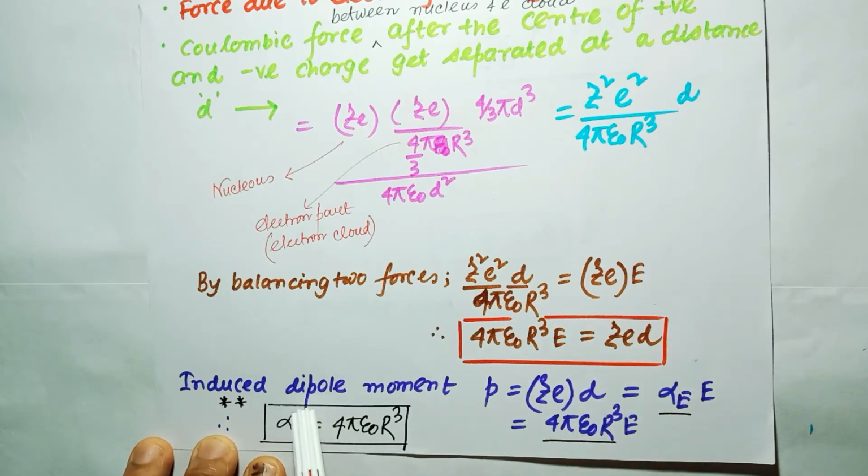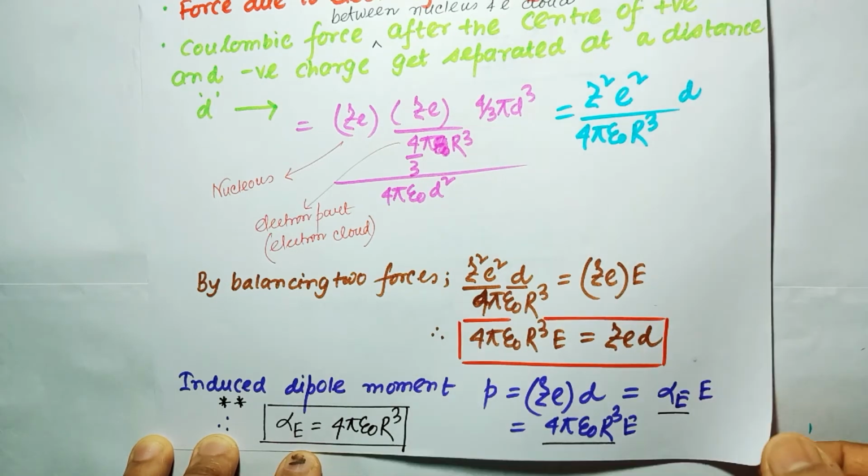Now the induced dipole moment for the atom, small p vector, is equal to Ze times d. It means it is proportional to the applied electric field, and the constant is called the atomic polarizability, alpha E. So from this relation we have the value of Zed over E, that is 4 pi epsilon naught R cubed. If I compare this alpha E with this 4 pi epsilon naught R cubed, we can see that the atomic polarizability has a value of alpha E equal to 4 pi epsilon naught R cubed.